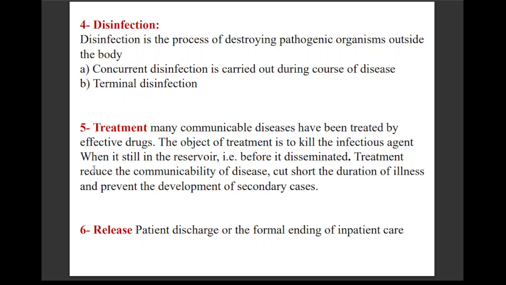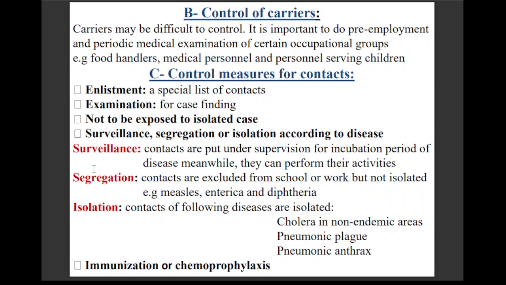Treatment: many communicable diseases can be treated by using effective drugs. The objective of treatment is to kill the infectious agents. Then release: the patient is discharged, for the formal ending of inpatient care. So that must be identified, and proper guidelines must be given for that. Now control of carriers: how to control that carrier. So there are measures for that.